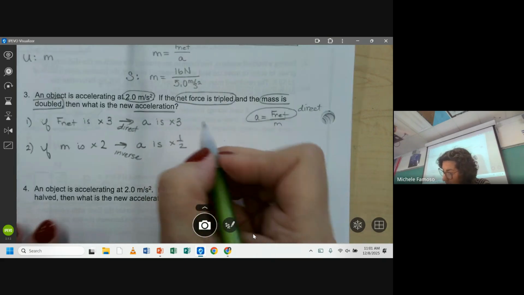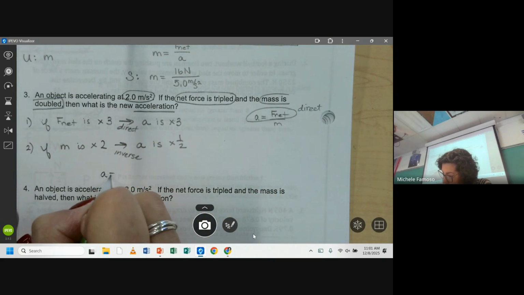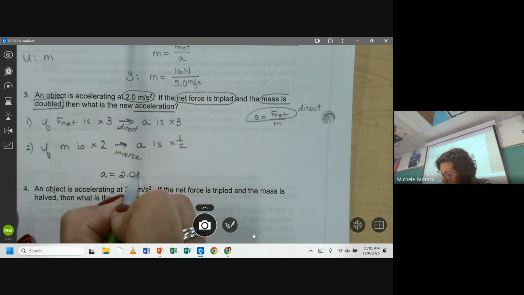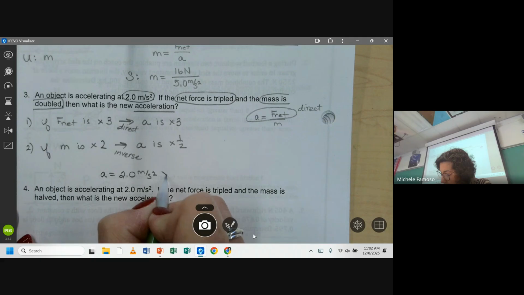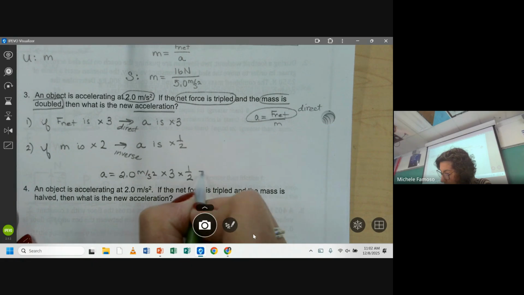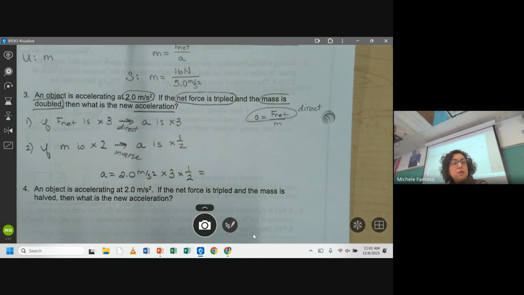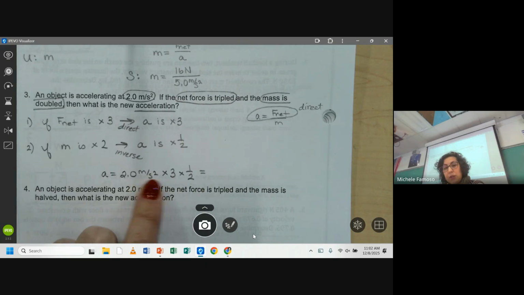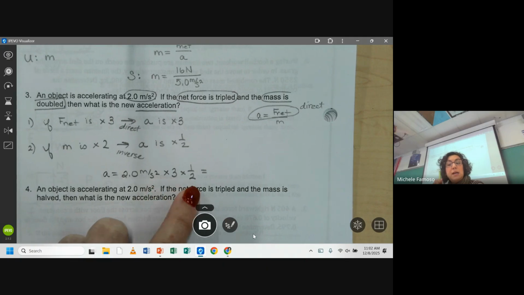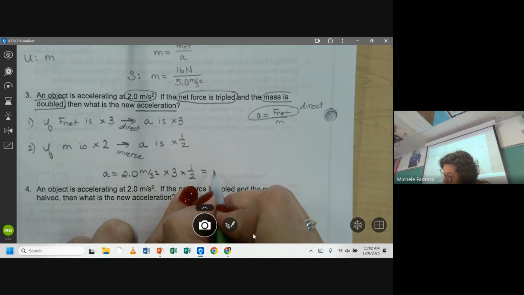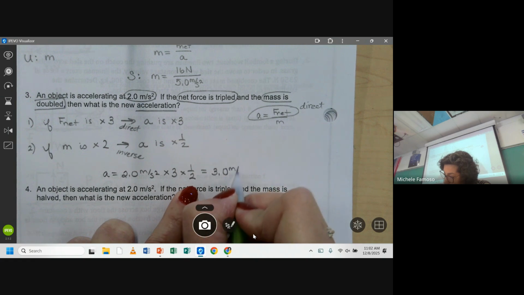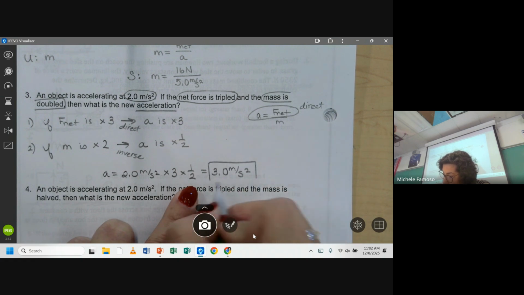Inverse. So here's what we do. We take the given acceleration. We're now going to have to triple it, and then you're going to have it. So Jackson, what does that mean the new acceleration is? 2 times 3 is? Well, you could do that in your head. 2 times 3 is 6 times a half. So there's my new acceleration, 3.0 meters per second squared with the proper sig figs.